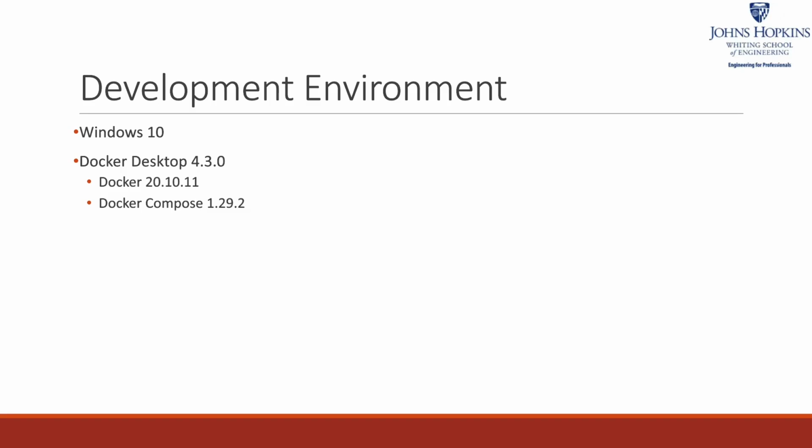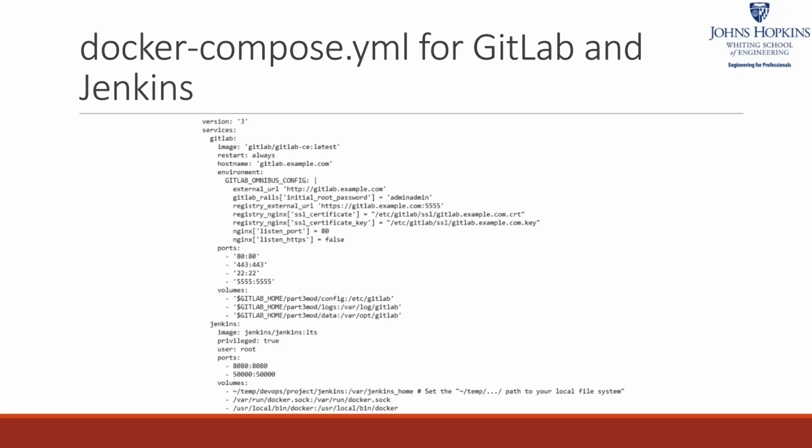The development environment that we used to perform these tasks were Windows 10 and using Docker Desktop. This is what our Docker Compose file looked like for setting up and configuring GitLab and Jenkins. Similar to part 2, we had to establish a GitLab home environment variable to have a place to mount the volumes locally.